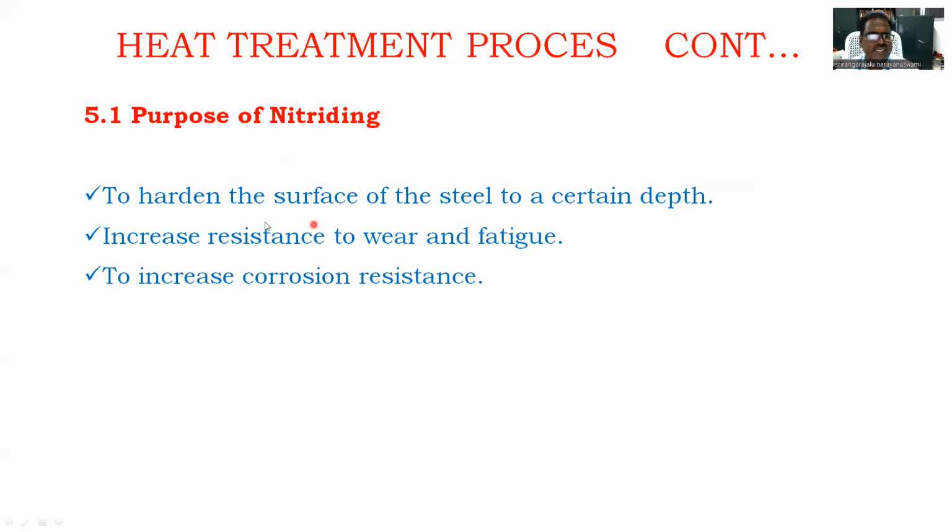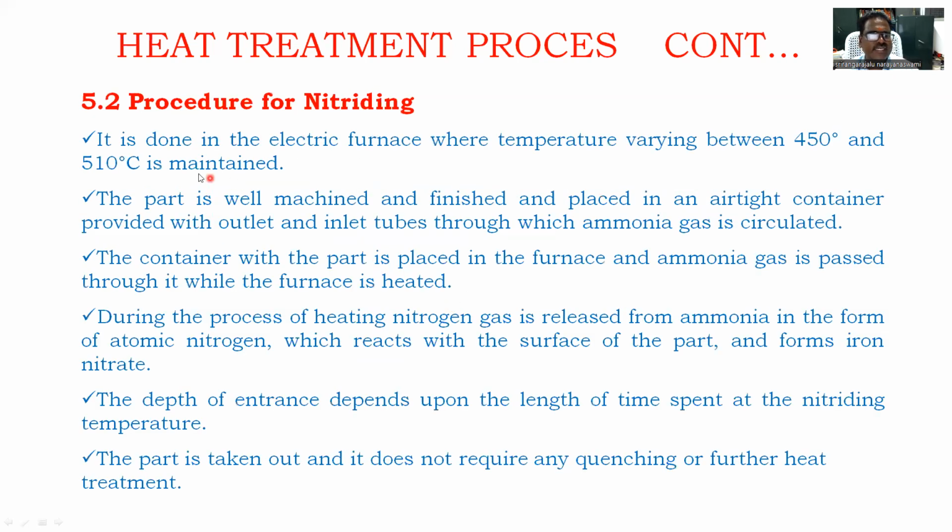The purpose of nitriding is to harden the surface of the steel to a certain depth, increase the resistance to wear and fatigue, and increase the corrosion resistance. Procedure for nitriding: it is done in an electric furnace where the temperature is maintained between 450 and 510 degrees centigrade. The part is well machined and finished and placed in an airtight container provided with outlet and inlet tubes through which ammonia gas is circulated.